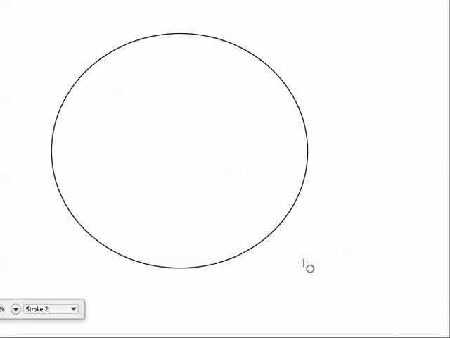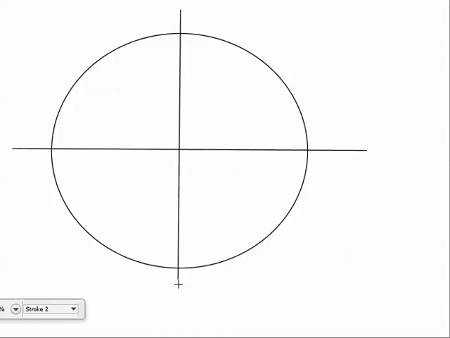So I'm going to actually just draw a circle here. Nope, that's not the circle. That's the circle. Okay. There you go. There's a circle. I'm putting in axes here. X and Y axis. Okay.